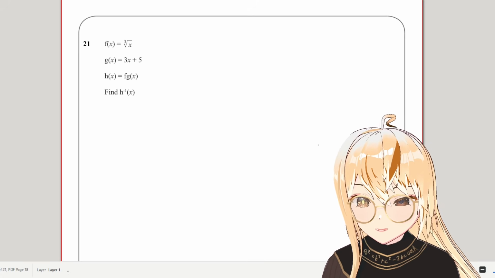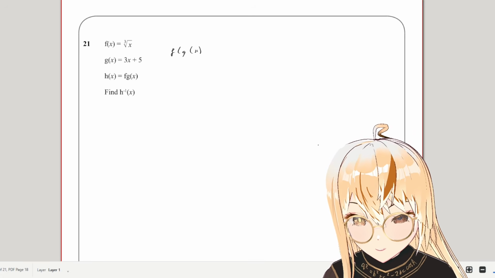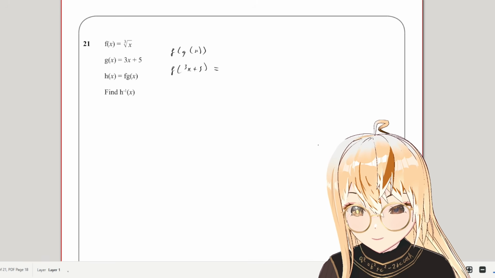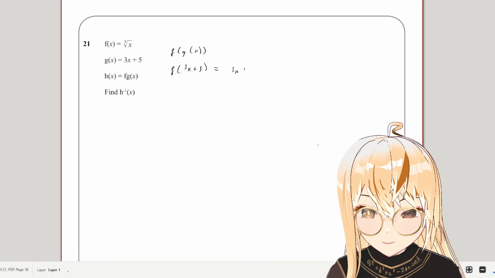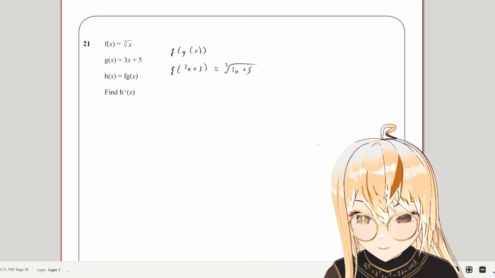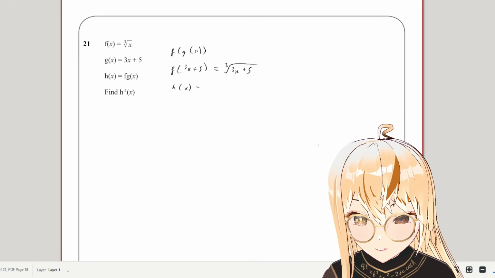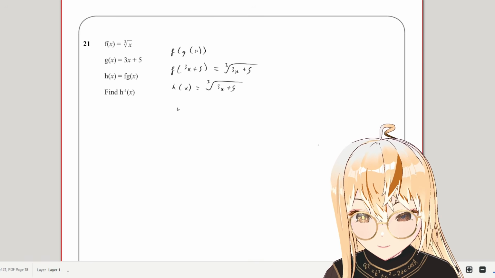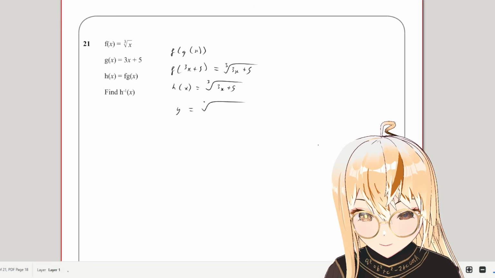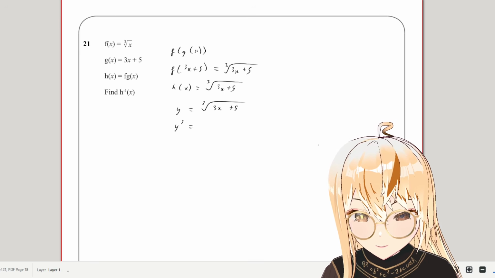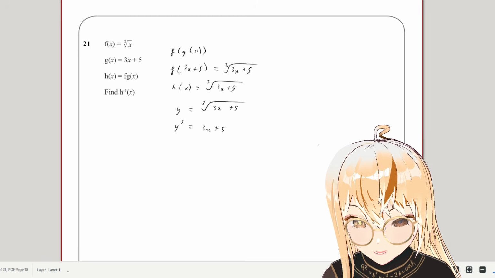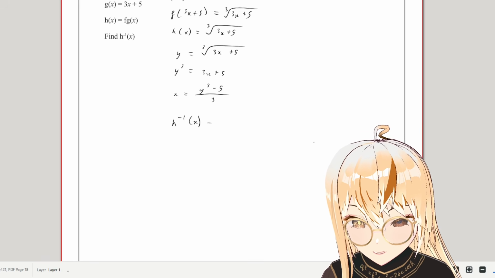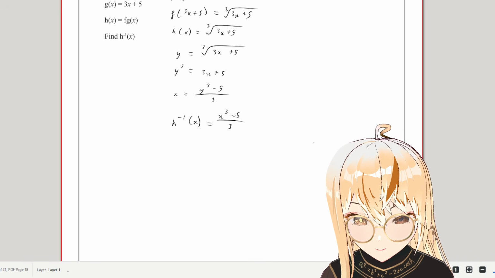So composite functions, we've got f of g of x, which is just f of 3x plus 5, and that would equal the cube root of 3x plus 5. So h is equal to f of g of x, which is that. Now we want to find the inverse, so let me just use my strategy of replacing the function with y, cube both sides, rearrange for x. Then simply we can just replace everything, and we've got our answer.